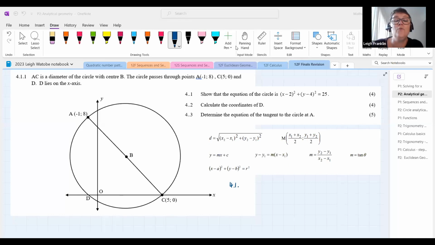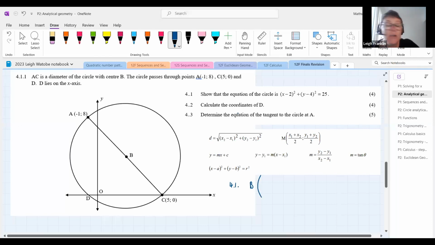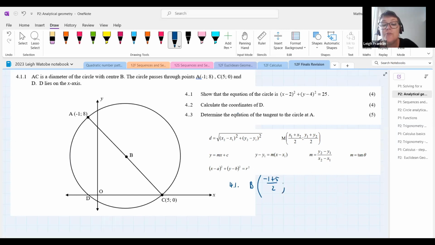Okay, so you've got the coordinates at the center of the circle using the midpoint formula. Obviously, the center of the circle is going to be the midpoint of the diameter. So we said -1 plus 5 over 2, and over here 8 plus 0 over 2. That's how the coordinates at the center are 2 and 4. That makes sense because it's a point in the first quadrant, so it makes sense that they're both positive.